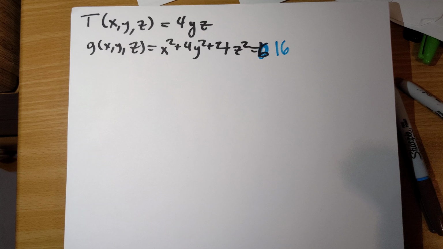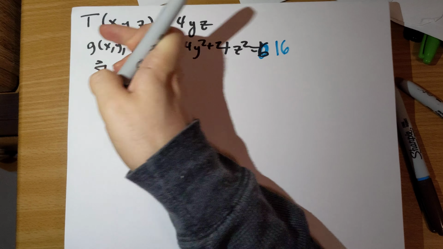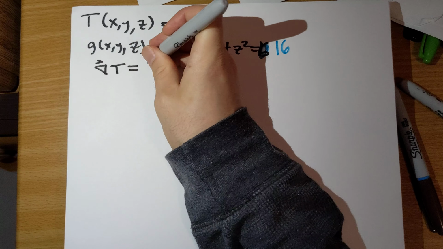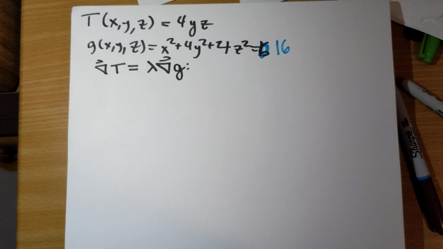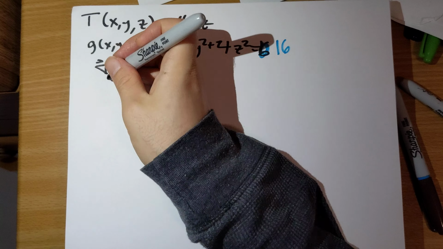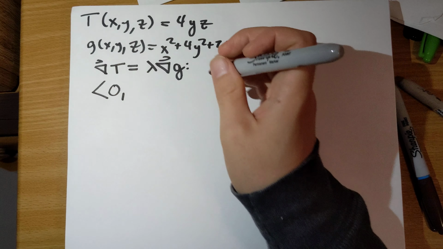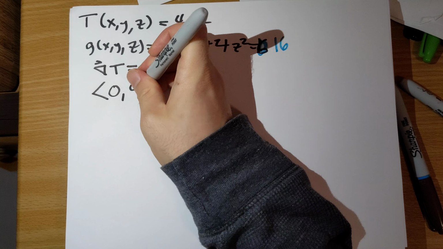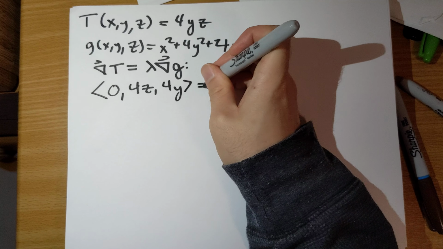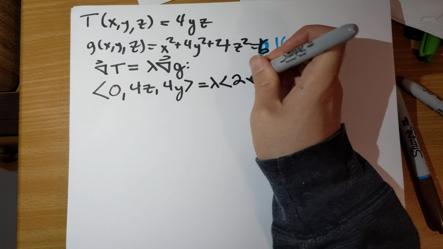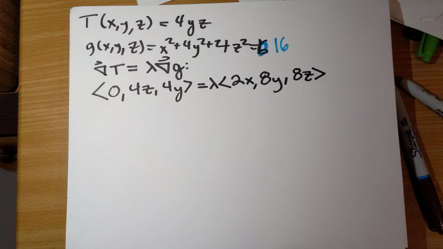Okay, so Lagrange multipliers: the gradient of, oh, we're using T, not f here, the gradient of T is equal to lambda times the gradient of g. So the gradient of T is going to be: the x partial derivative here is 0, the y partial derivative is 4z, the z partial derivative here is 4y, is equal to lambda times 2x, 8y, and 8z.